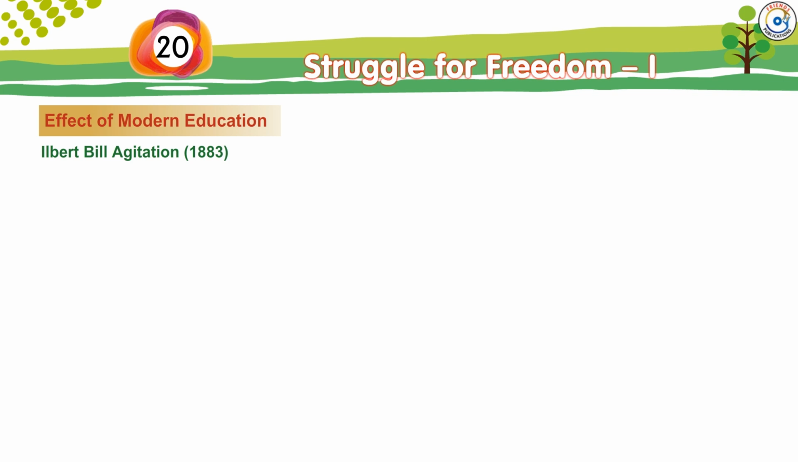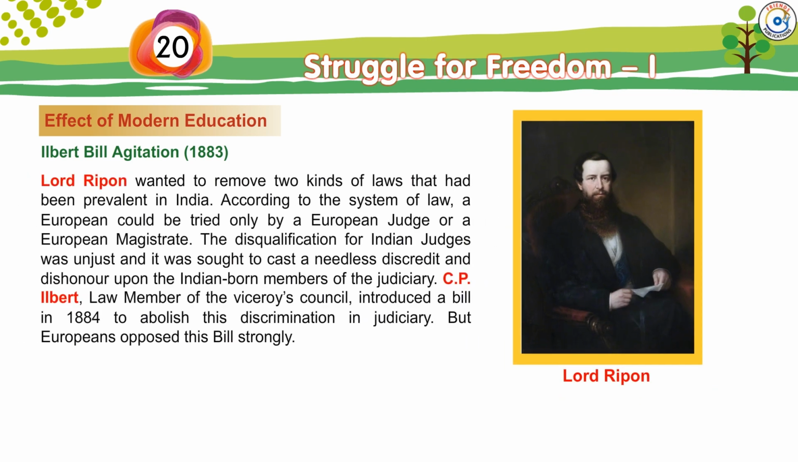Ilbert Bill agitation of 1883. Lord Ripon wanted to remove two kinds of laws that had been prevalent in India. According to the system of law, a European could be tried only by a European judge or a European magistrate. The disqualification for Indian judges was unjust, and it was sought to cast a needless discredit and dishonour upon the Indian-born members of the judiciary.